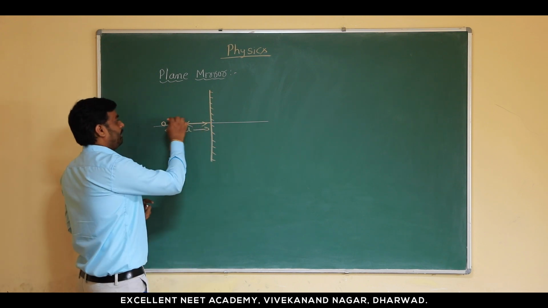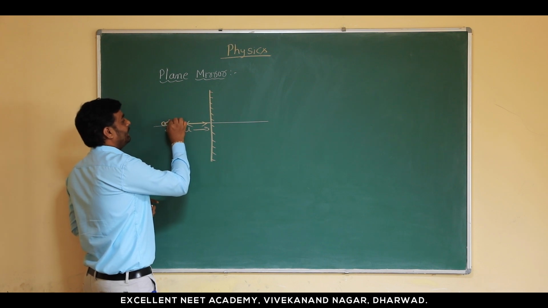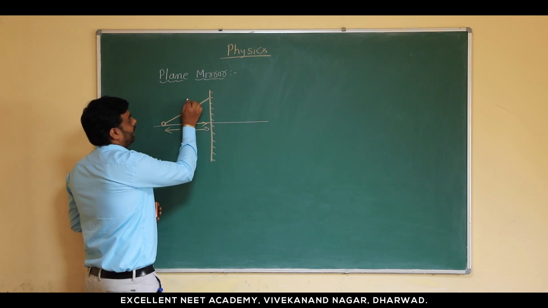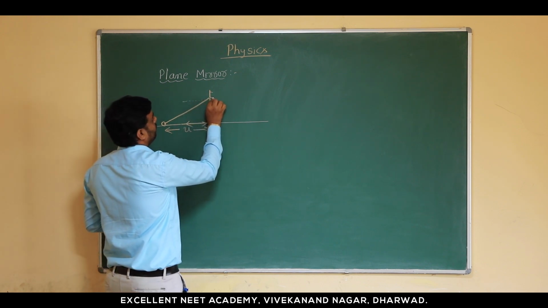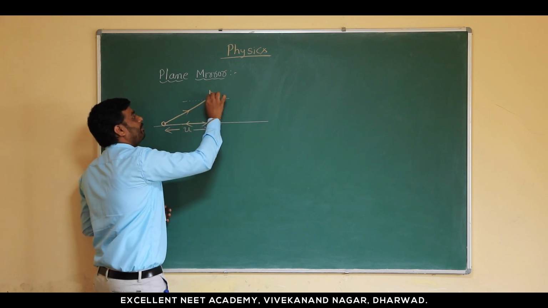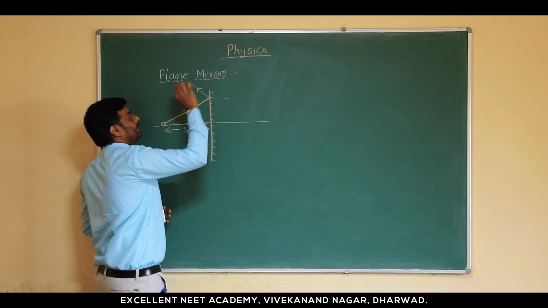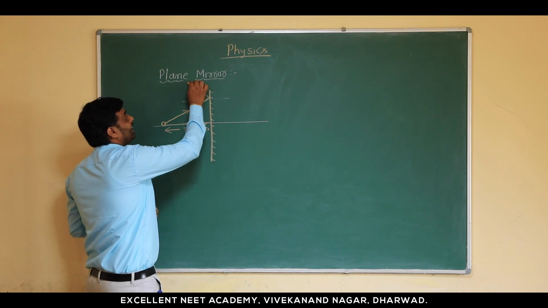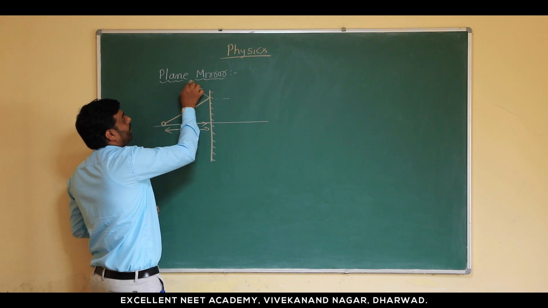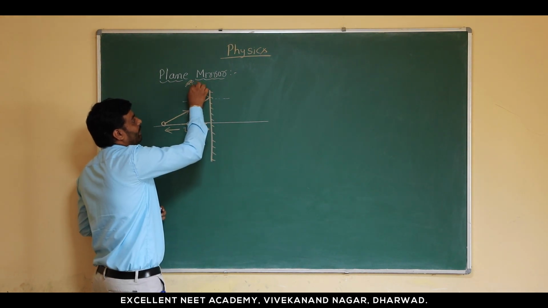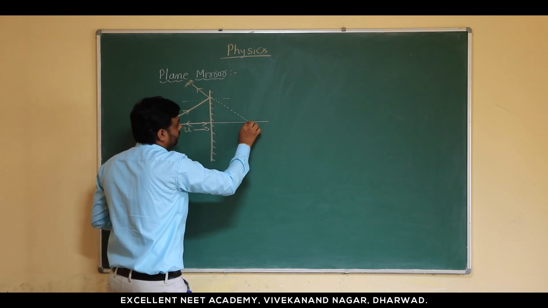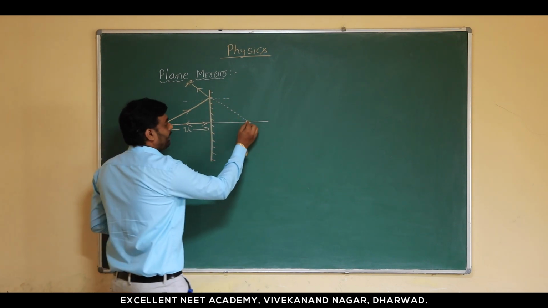And we will take one more light ray. A light ray is incident at this point. Once again we draw a normal. After that it will reflect back in this way. But this light ray appears to come from this point. Here the image is formed.